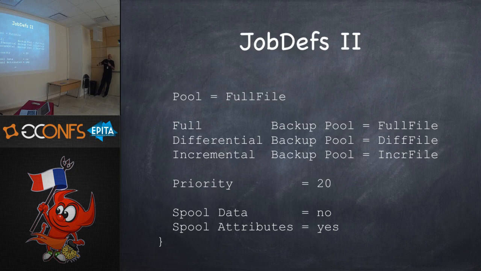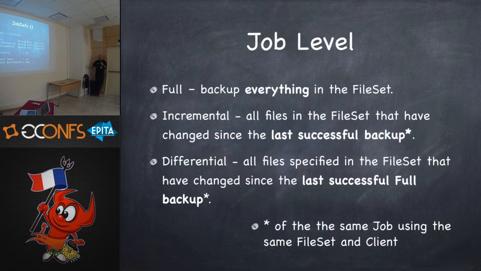Spooling attributes: generally you want to spool attributes so that at the end of the job it does a whole lot of inserting into the database catalog. That speeds up backups generally.